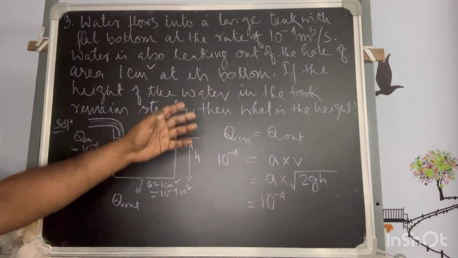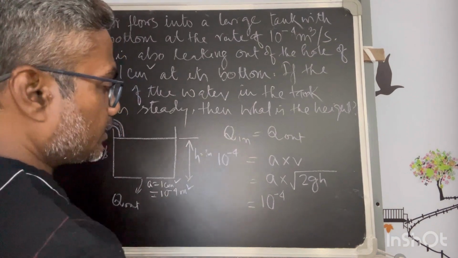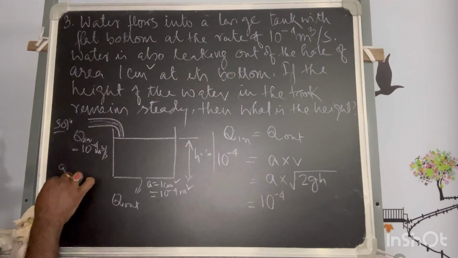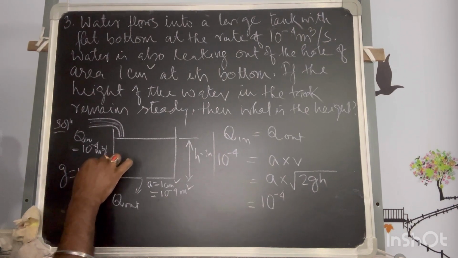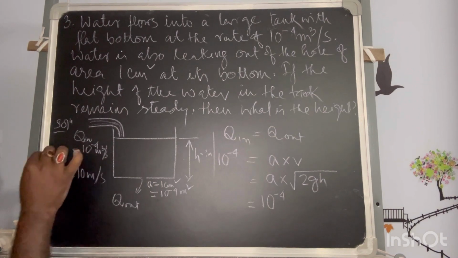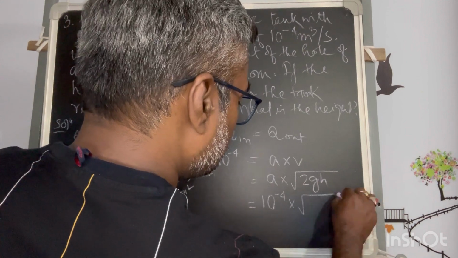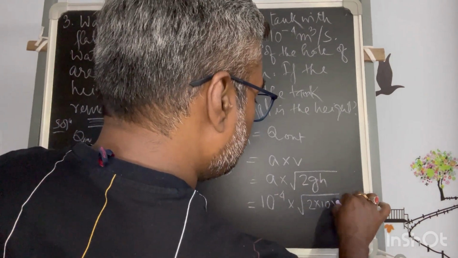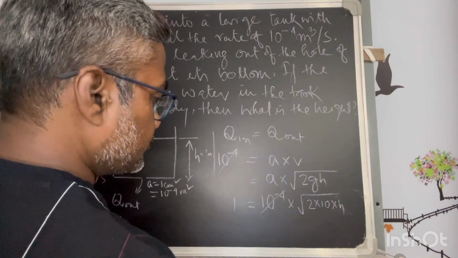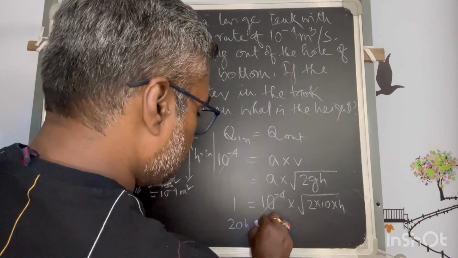Let me put all the values: 10 to the power minus 4 on this side, because all the units are maintained in SI. So whatever height comes will be in meters, and I need not worry about that. And for g we can take 10 meter per second squared, as it is not mentioned anywhere, for ease of calculation. So putting all these values, 2 into 10 into h. This 10 to the power minus 4 will cancel out on the other side, leaving 1. Squaring both sides, I get 20h is equal to 1.